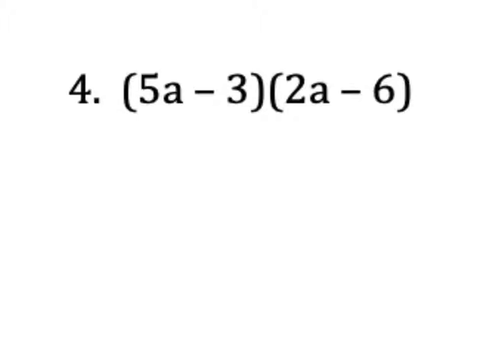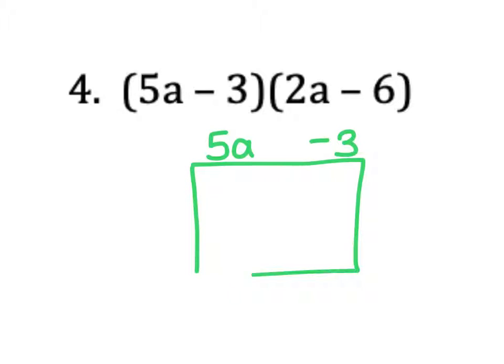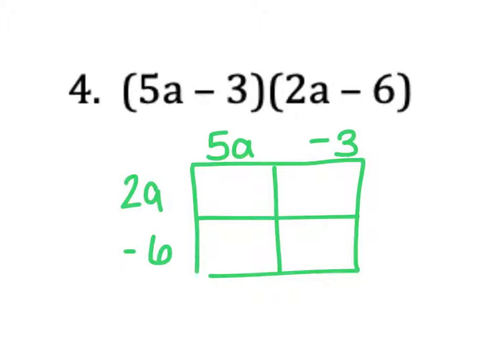Let's do the fourth one using the box method. So I put one polynomial across the top, and I often have kids ask me, does it matter which one goes across the top? It does not matter. Set up 2 by 2 to create 4 cells, and I'm going to put the 2a minus 6 here. So you're going to do the product in each of these cells where they intersect. So 2a times 5a produces 10a to the second power.